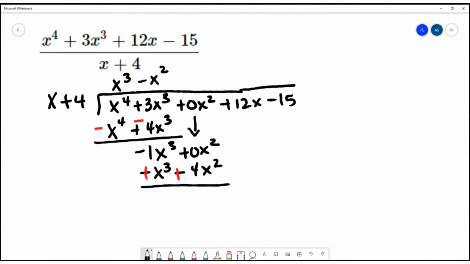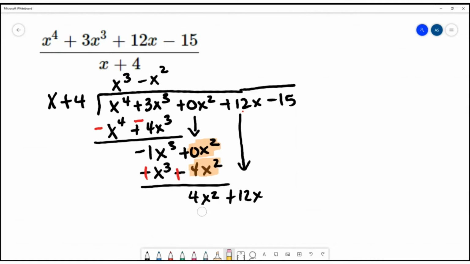Negative x cubed plus x cubed, that's 0. And we have 0x squared plus 4x squared. That's 4x squared. So you can see that placeholder was convenient here to make sure that we were adding the correct thing. Otherwise, we would have brought this term down, and we would have terms that are not like terms lined up. So let's bring down that next term of 12x.